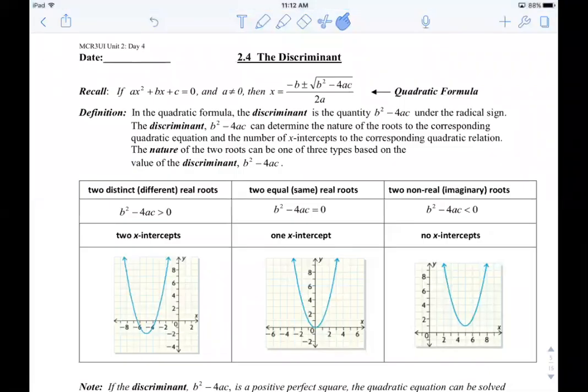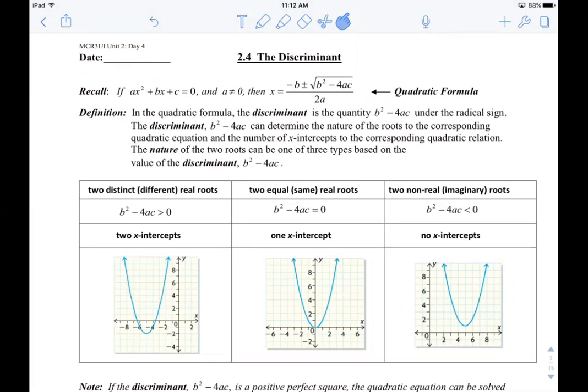Welcome to Unit 2, Lesson 4, the discriminant. So part of this should be review from grade 10. Hopefully you spent a little bit of time in grade 10 talking about the discriminant, and it would have been a lesson that you would have learned right after you learned about the quadratic formula.